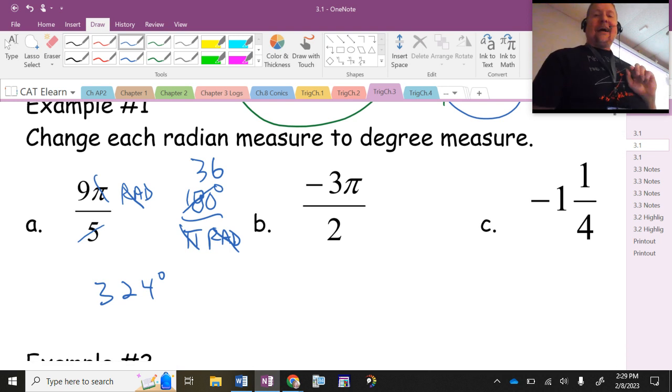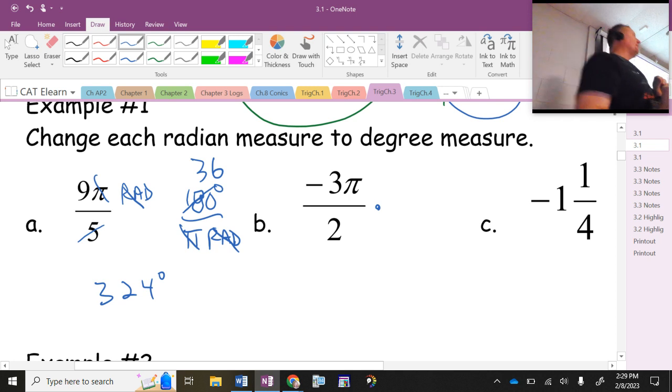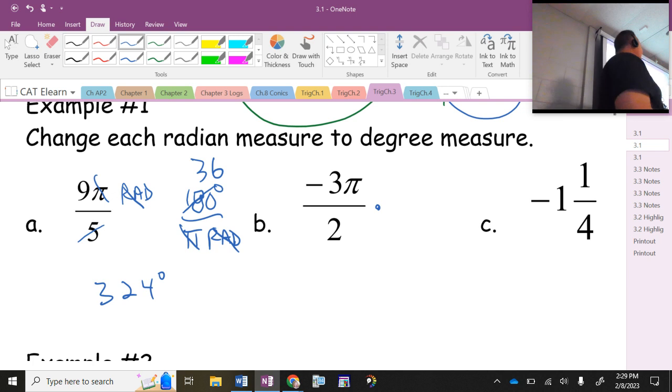The next one, I know what the answer is. Anyone in Math 3 honors? No, you know it already then. Math 2 honors 2 years ago. You should already know what that is.